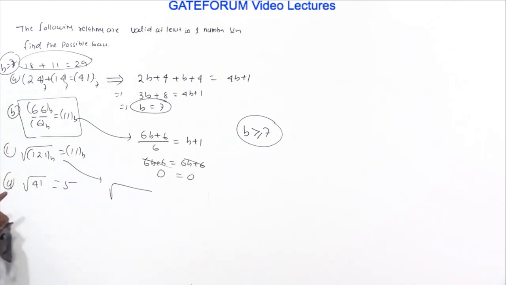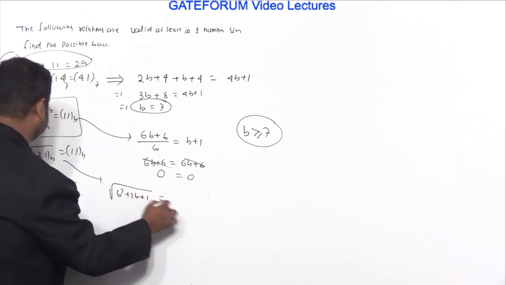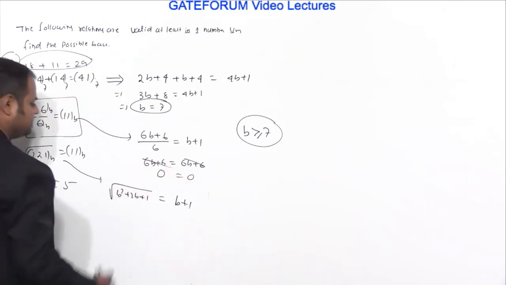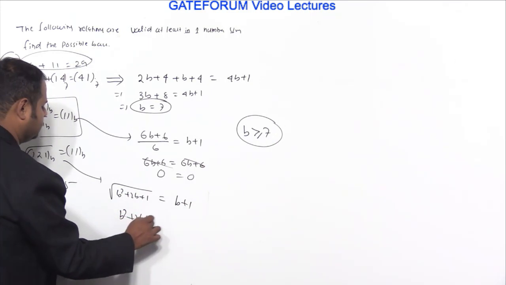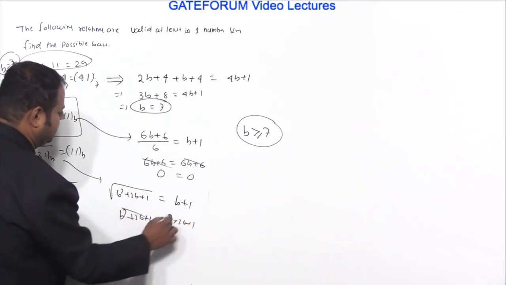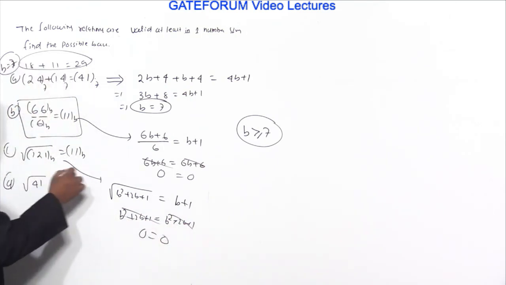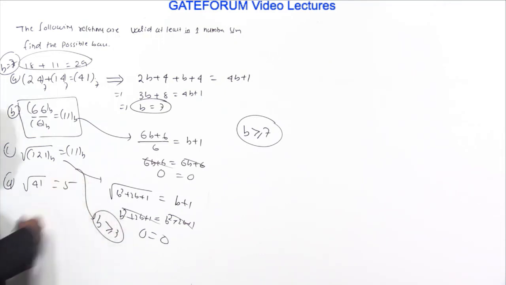So without disturbing the square root, let me expand this. This is B square plus 2B plus 1 is equal to B plus 1. Now this is in base 10. If I am squaring this in base 10, B square plus 2B plus 1 is equal to the square of B plus 1, which is again B square plus 2B plus 1. Both sides cancel, and this happens to be 0 equal to 0. Again the same story. If I ask you what is the possible value of B, B has to be greater than or equal to 3, because the maximum digit is 2, so you can go from 3 onwards.